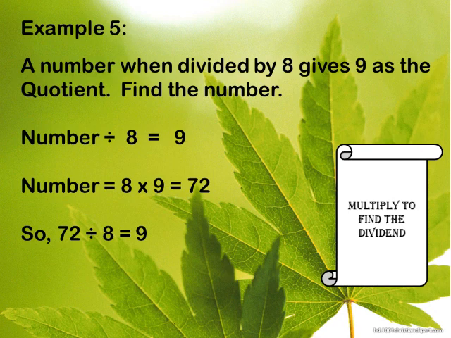So what is missing here? Dividend is missing. So you write the sum as number divided by 8 is equal to 9. So to find out the missing dividend, you need to multiply, right? So number is equal to 8 into 9 is equal to 72. So the dividend is 72.